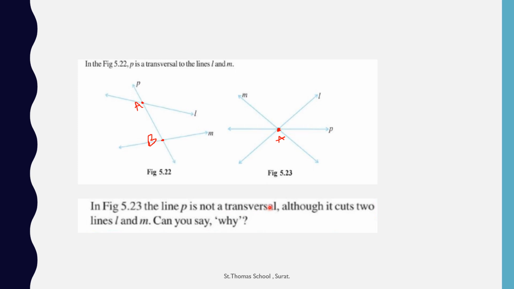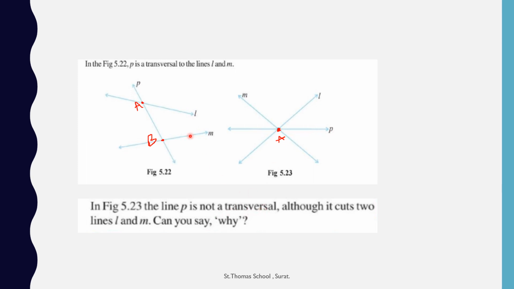If two lines are intersected by a transversal, the two lines are intersected at two different points. If P is a transversal of line L and M, then it cuts the two lines at different points. Okay, that is the meaning of transversal. But in this figure, we can see that P cuts line L and M at the same point. So we can say that P is not a transversal.